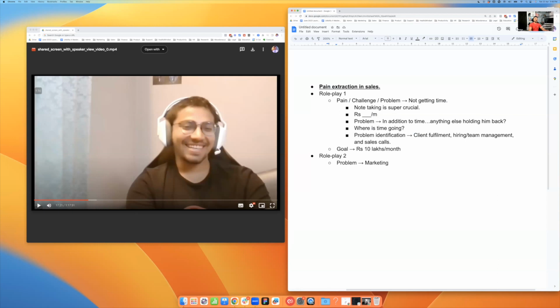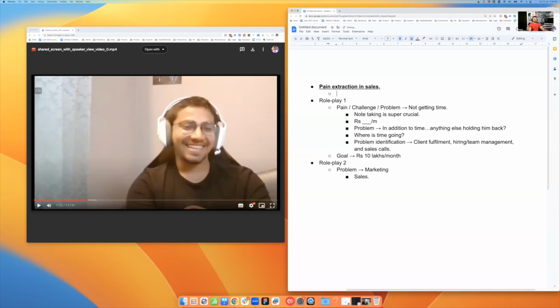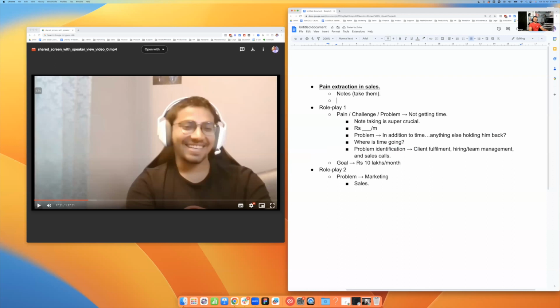So I was able to identify a second problem. He needs help with sales, right? So these are the two growth areas I want to show you, so that you can get a proper understanding when doing pain extraction from your clients. The biggest takeaway I can tell you is to hit them aggressively with questions. Don't be afraid to go deeper into understanding problems when you find them.